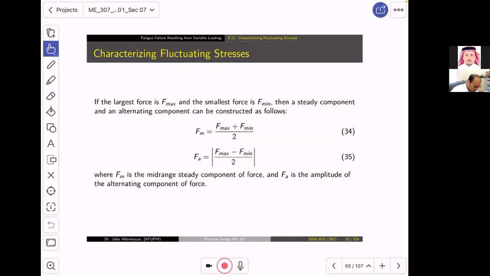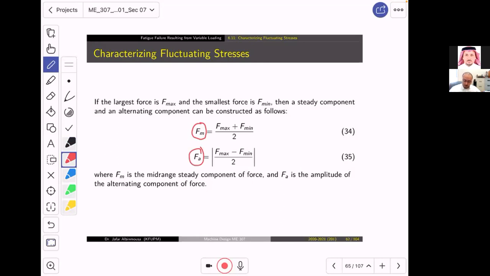All you need to do is add, as in the slide right now, the mean force. The force which is applied, the mean of the force, is equal to the maximum force plus the minimum force divided by two. If the minimum is negative, these values will be subtracted. If the minimum is positive, these values will add up, and then you divide by two. While the amplitude, which is always positive, is the maximum minus the minimum.